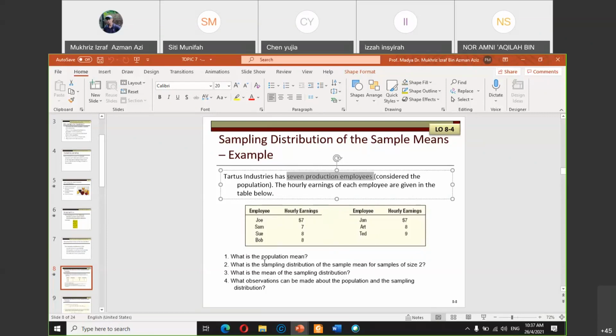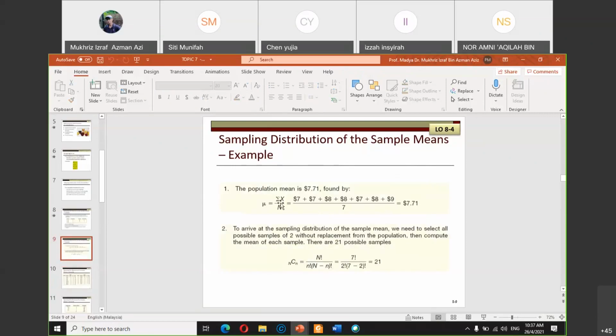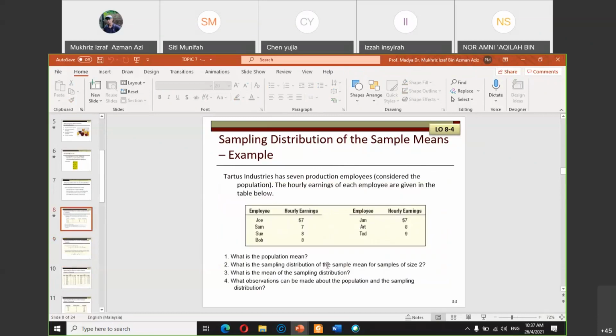So what is the population mean? You can see here using the formula summation x over n, the population mean for the 7 workers will be 7.71. But then if you were to choose 2 people from these 7 workers, meaning the 7 will be the population data.